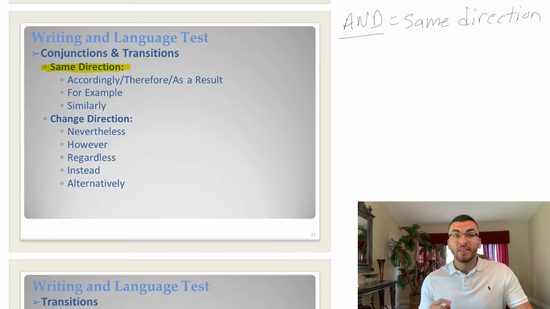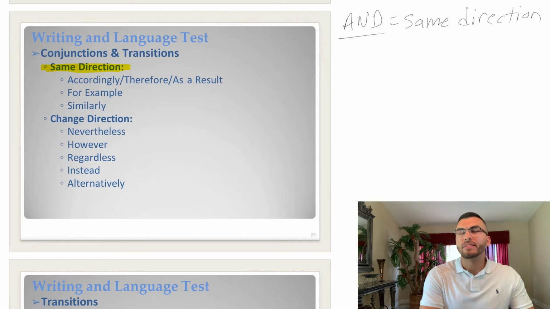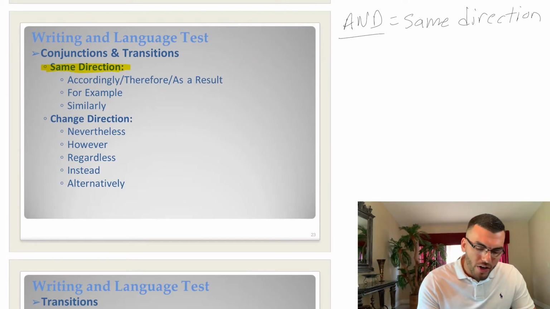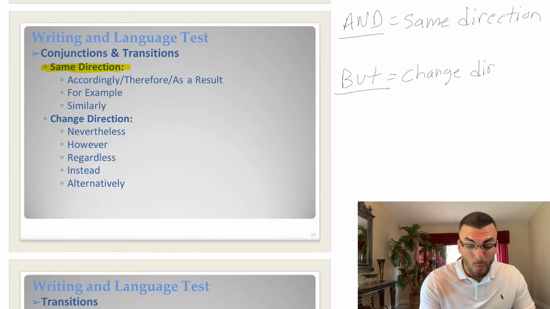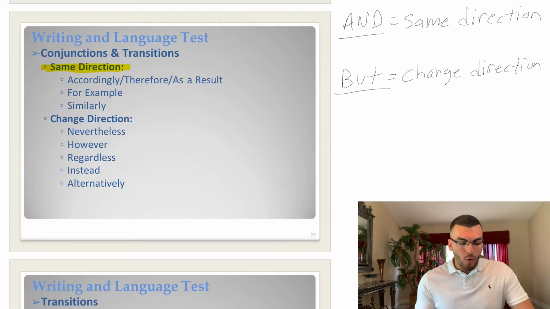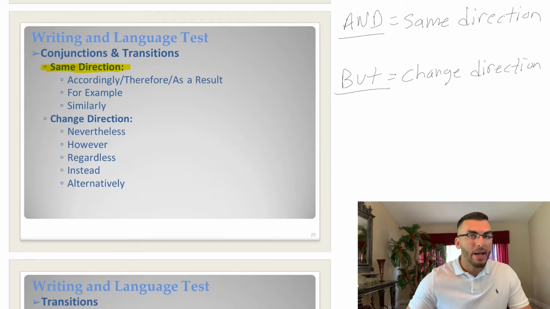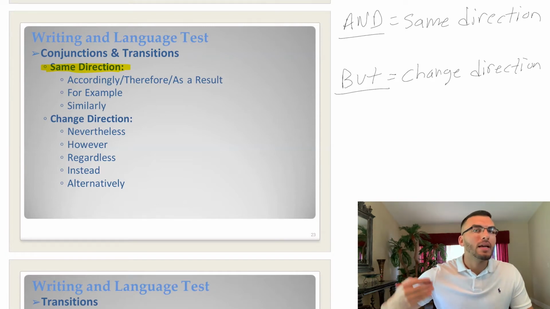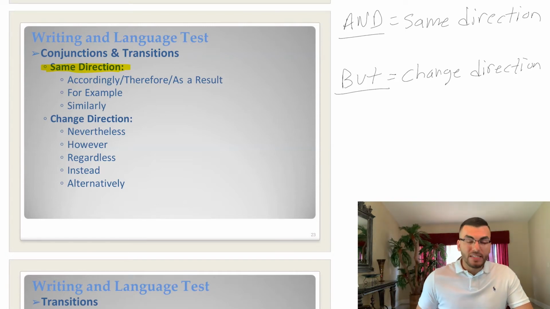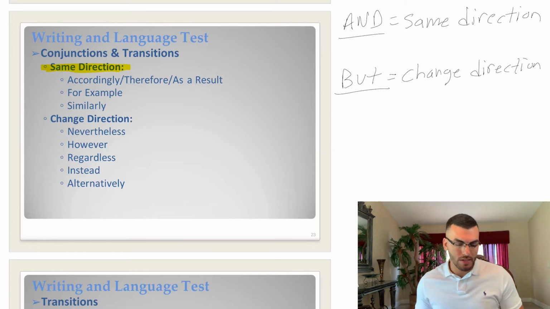But what if I said, go ahead and finish my sentence. I like her, but you're going to say something negative. I started with something positive, but because I used the word but, we're changing directions. So the words you have here on the screen are all different ways of saying and or but. So accordingly, for example, similarly, that's along the same lines. I'm staying in the same direction. But if I say nevertheless, however, regardless, I'm going to change directions.